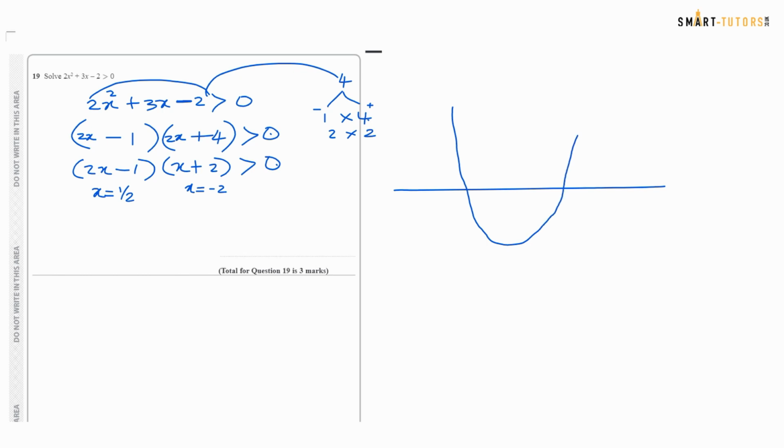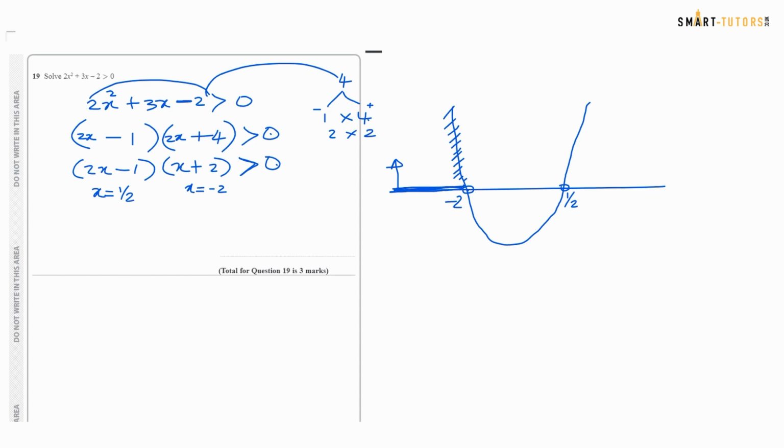So for the quadratic inequality, it is better to do a graph. The graph shows the points minus 2 and half are the roots for the graph. Roots mean where the graph intersects the x-axis. Now greater, the sign greater means you need to look for above the x-axis. Above the x-axis means this portion.